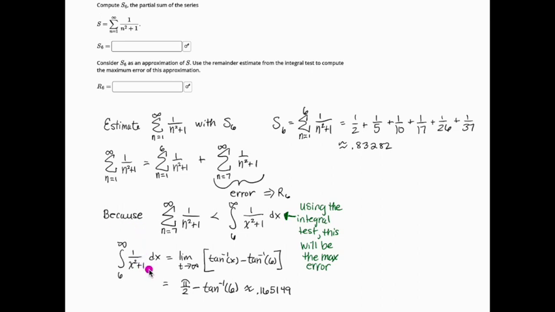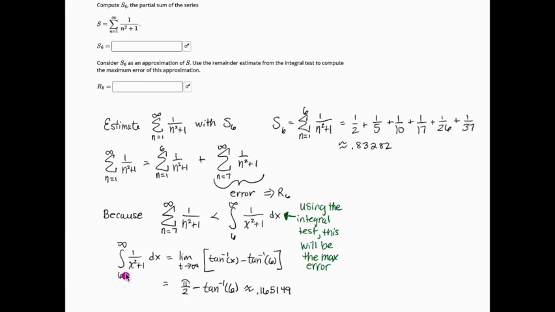So when I find the antiderivative of 1 over x squared plus 1, that's inverse tangent. So we're going to find the inverse tangent from 6 to infinity. Now, because this is infinity, we need to take the limit when we're looking at that term. This should be a t, my bad. If you're taking notes, please change that to a t. Now, if I take the limit as t goes to infinity, the inverse tangent is going to approach pi over 2.